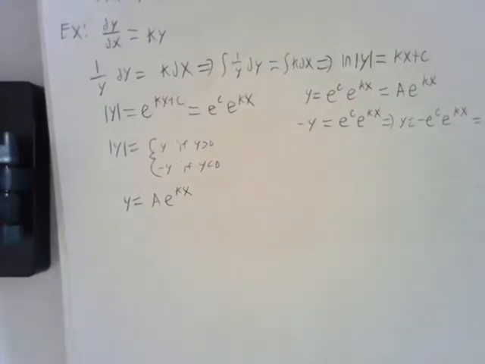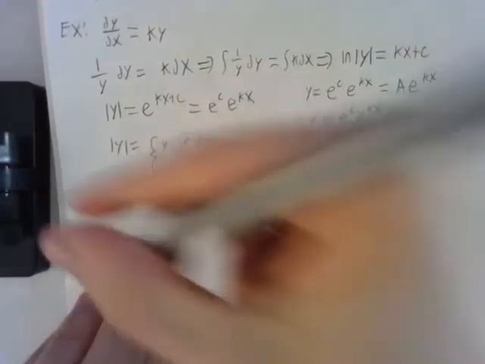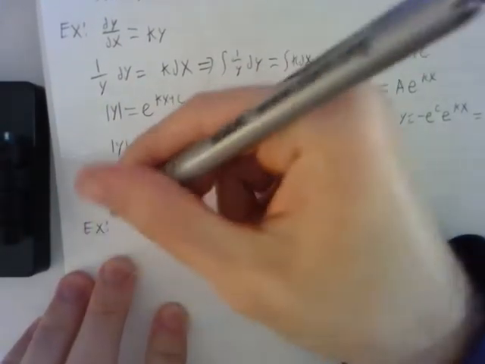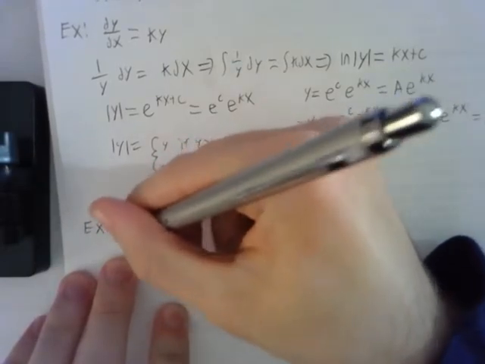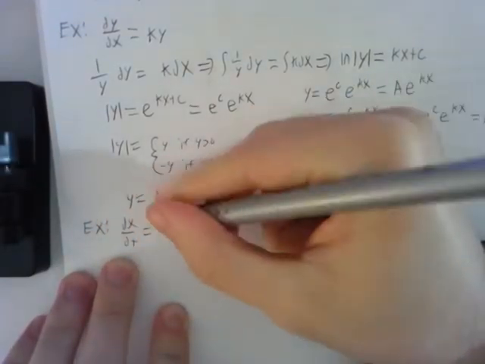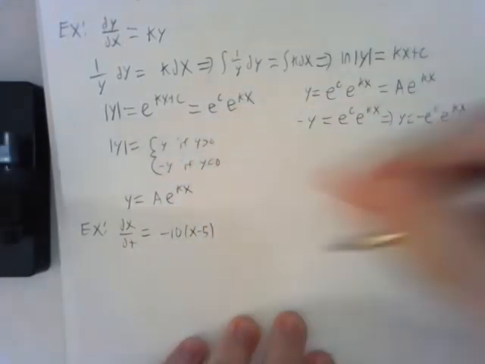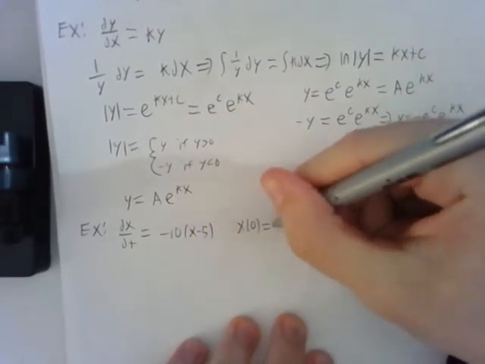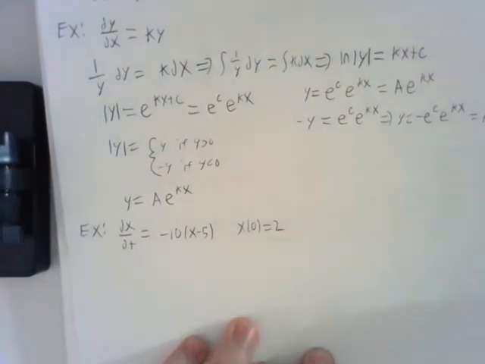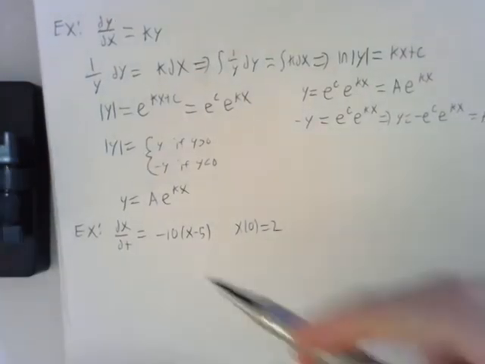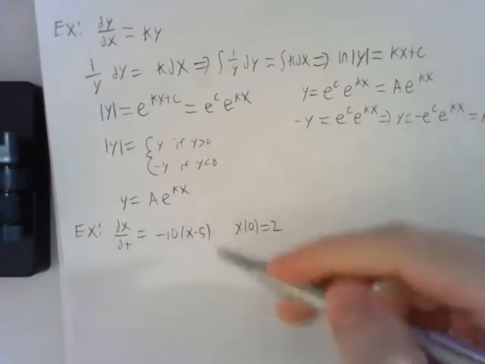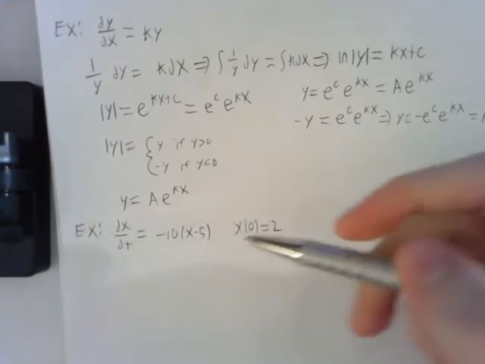Okay, let's look at another example of a separable equation. So, if we have dx/dt equals negative 10x minus 5, and x(0) equals 2, then we want to solve this using separation of variables.